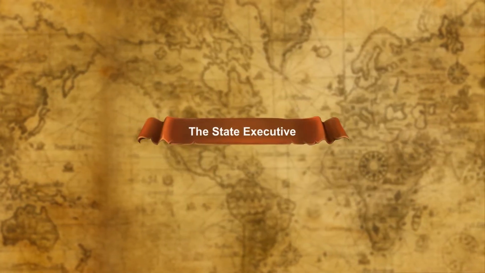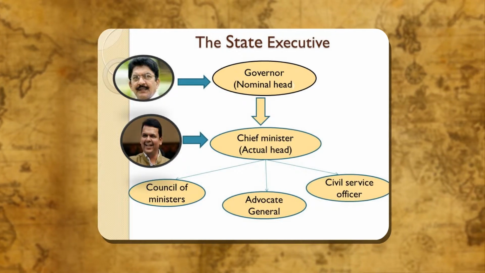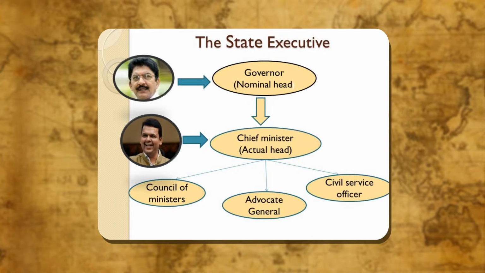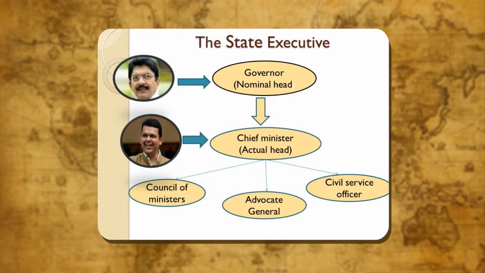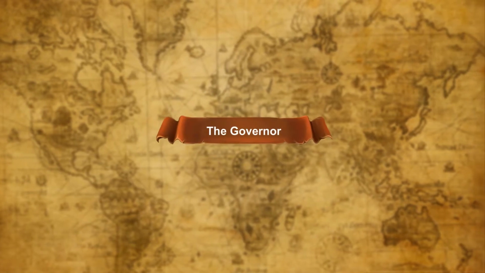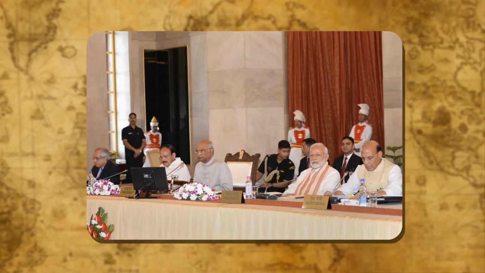The State Executive. The State Executive consists of the Governor, the Chief Minister, and the Council of Ministers. The structure of State Executive is similar to that of the central government. The Governor. The Governor is the nominal head of the State Executive. He is appointed by the President of India for a term of 5 years, but he can be removed by the President on the advice of the Prime Minister.